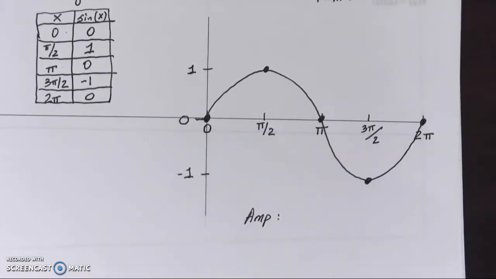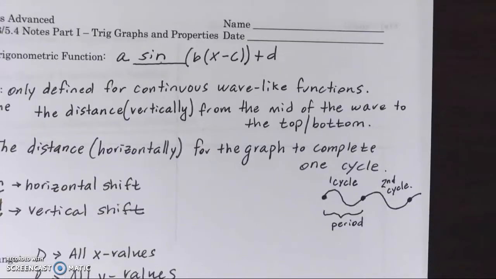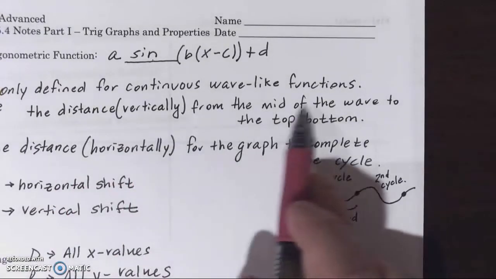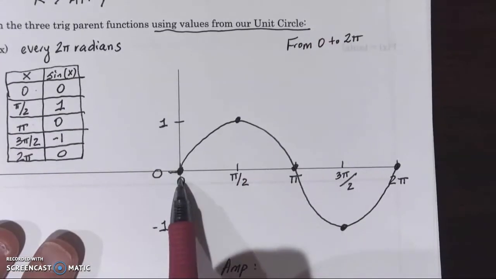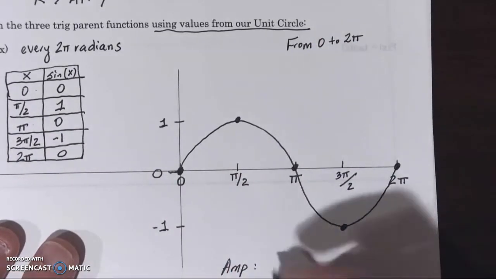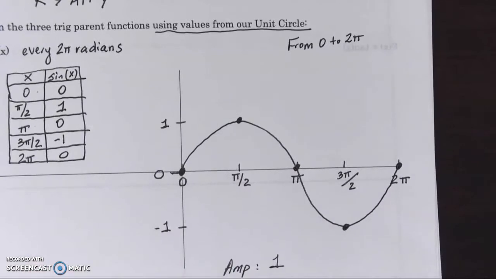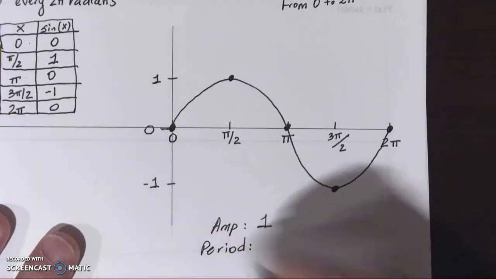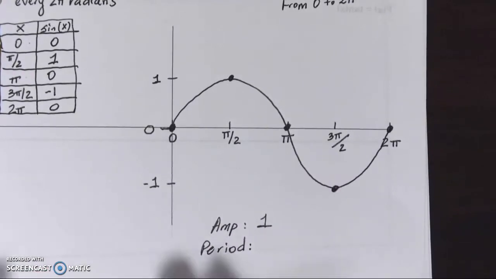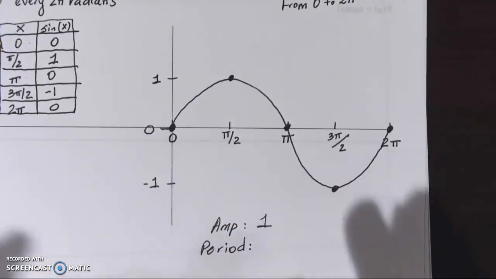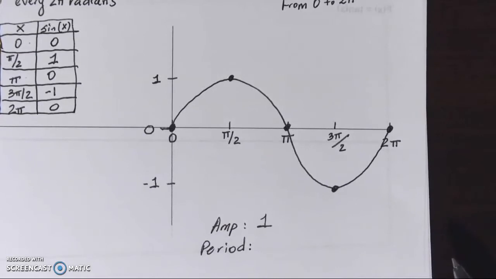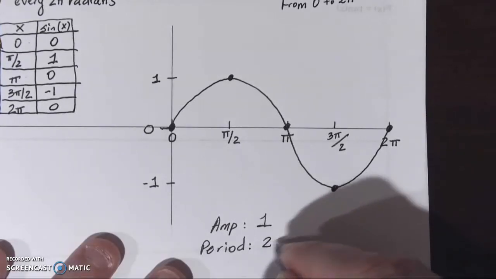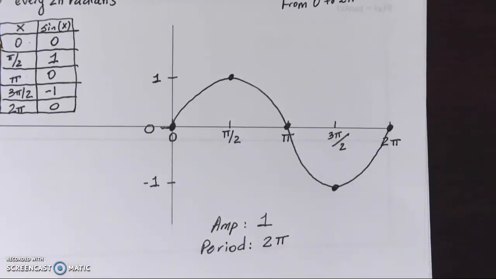The amplitude of the parent function sine graph, remember, is defined as the distance vertically from the middle of the wave to either the top or bottom. From the middle of the wave to the top or bottom, the amplitude is 1. The period is defined as the horizontal distance of one cycle. How long it would take this graph to then start repeating. That would be 2 pi.